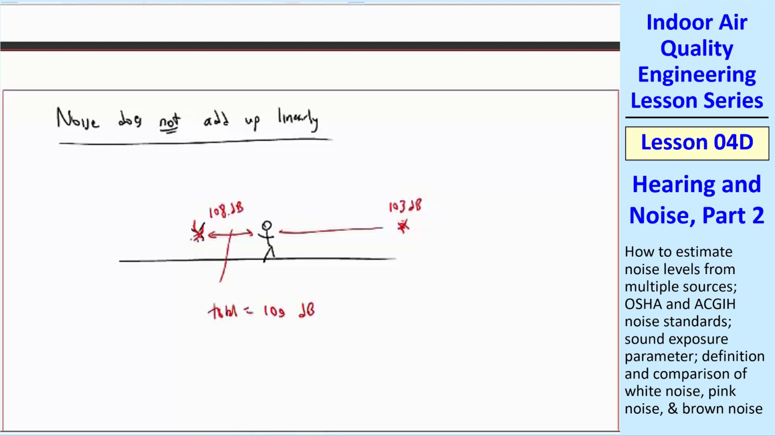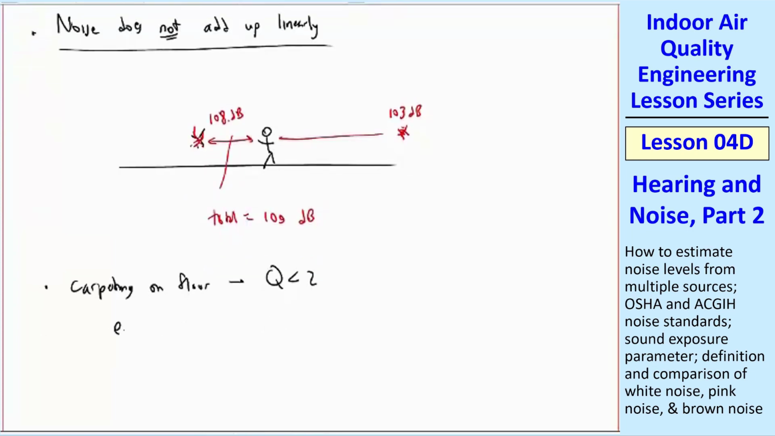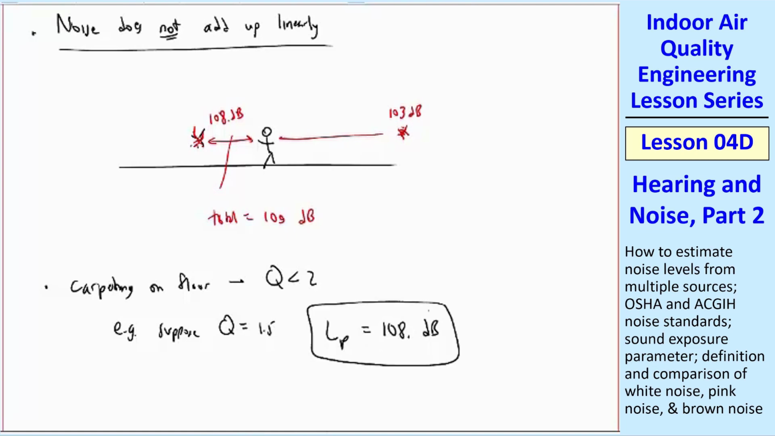I also want to comment that if we had carpeting or some kind of rubber mat on the floor, then Q would be less than 2. For example, suppose Q was 1.5 instead of 2. We recalculate, and you can do that for practice. You should end up with LP, the total, being to the nearest dB 108 dB, which is about 1 dB lower than what we got for our real case.